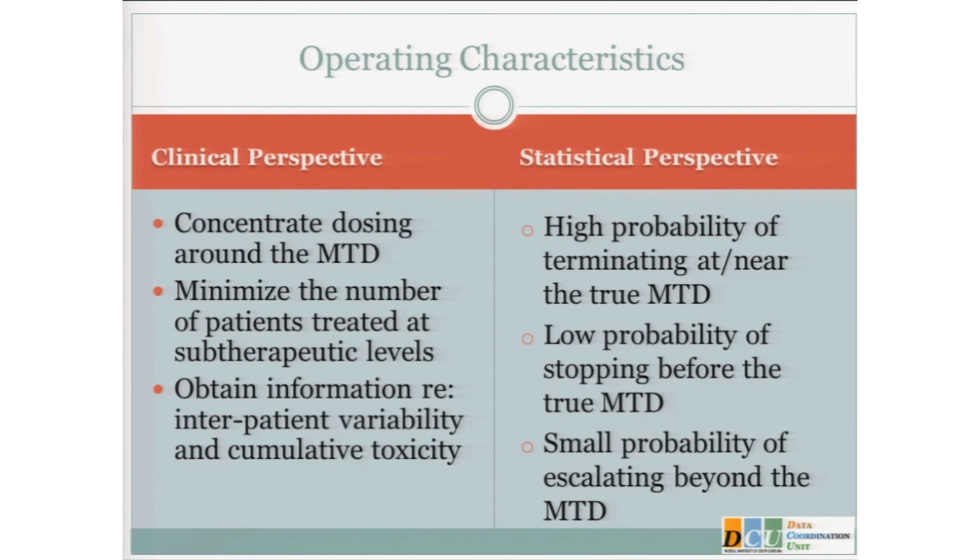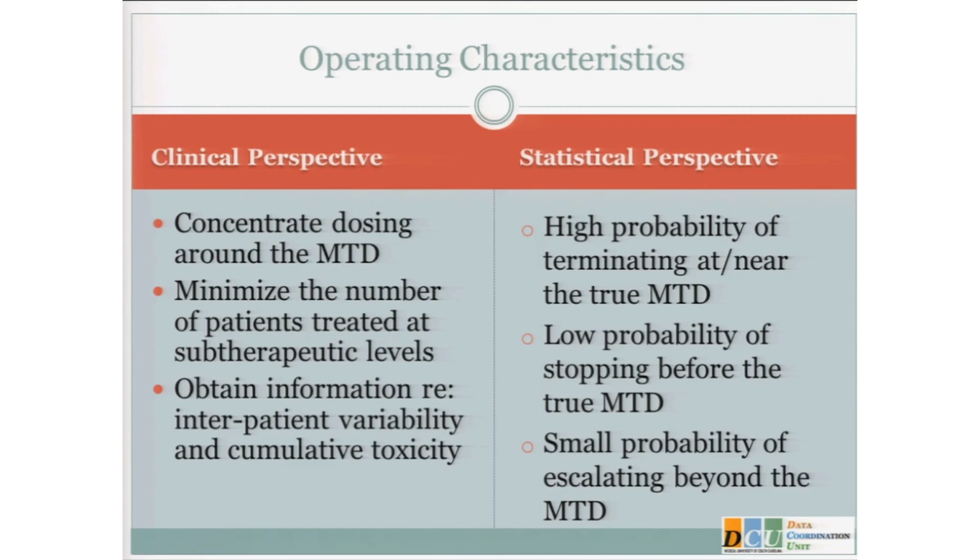So if we wanted to refine this design, what would we want the design to look like? What characteristics would we want it to have? From a clinical perspective, we would want to pay attention to doses around the maximum tolerated dose. We don't want to spend too much time in that subtherapeutic area, and we don't want to spend too much time in the overly toxic area. By extension, we want to minimize how many patients we're treating at subtherapeutic levels.